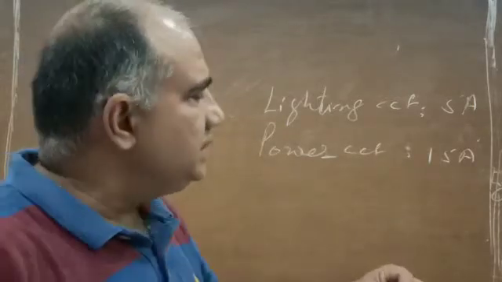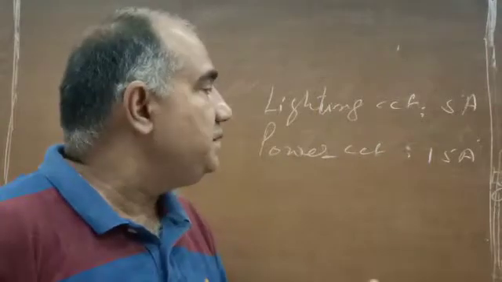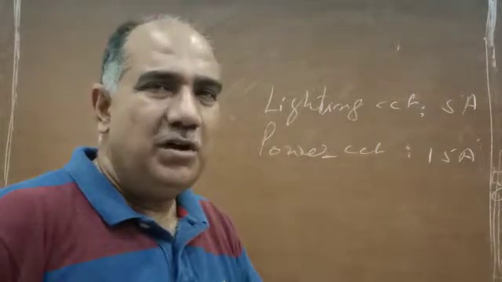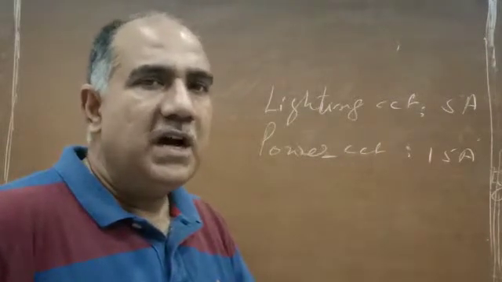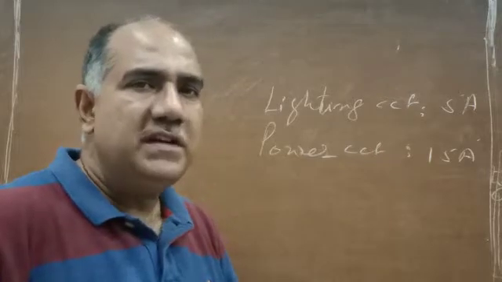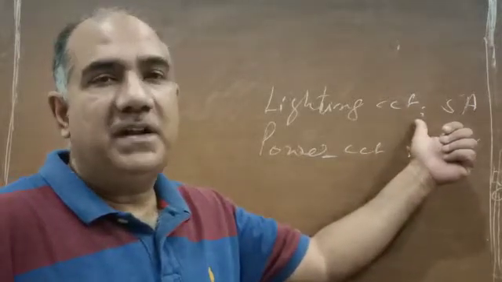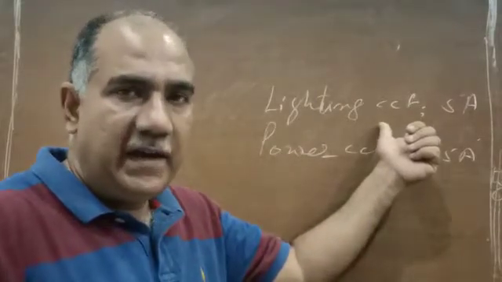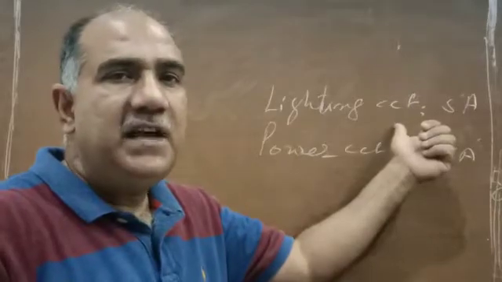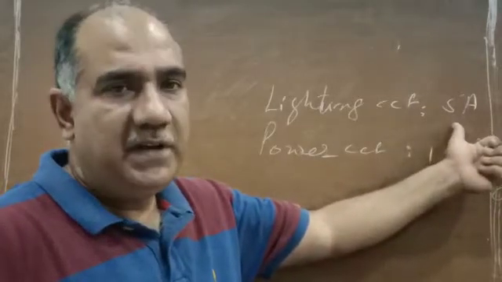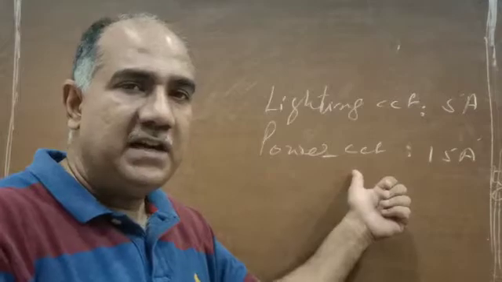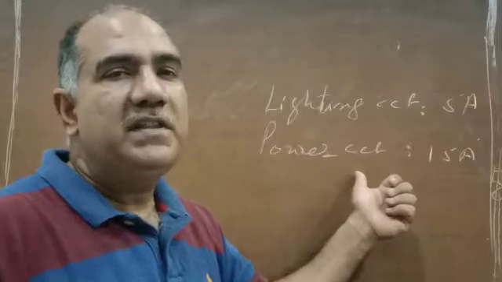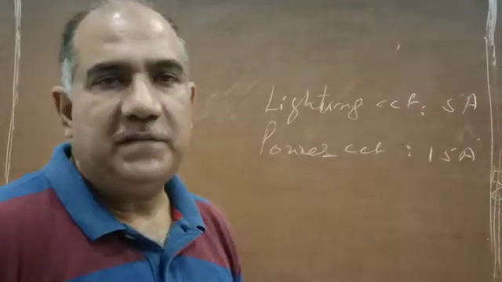The very simple way we can define it is that if a circuit or your load draws more current through the circuit than the circuit is designed for. Suppose you have a lighting circuit and an appliance connected in it draws more than 5 ampere, or an appliance connected in a power circuit draws more than 15 ampere of current, then we say overloading has taken place.